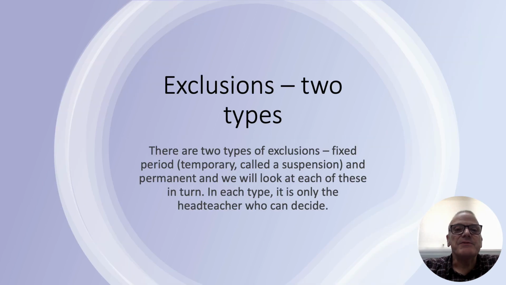There are two types of exclusions: fixed period, which is temporary and called a suspension, and permanent. And we will look at each one of these in turn. In each particular type, it is only the head teacher who can make the decision.